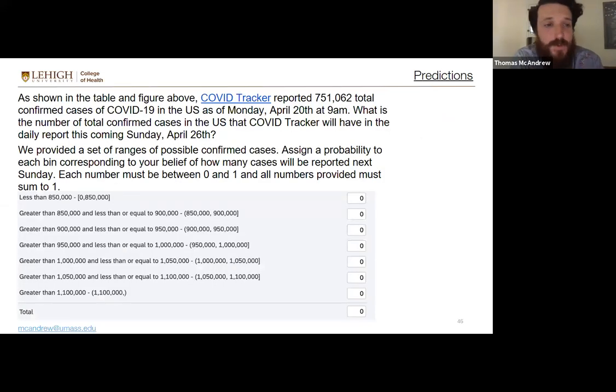Here's the question we asked. So we showed that table that I showed earlier, and we just asked for the number of total confirmed cases in the US that the COVID tracker will have in their daily report that following Sunday. So a 1 week ahead prediction. And here's an example of a way we would ask them. They would provide probabilities to intervals that we set up. So in this case, it was less than 850,000 and more than 1.1 million. Let's look at the results.